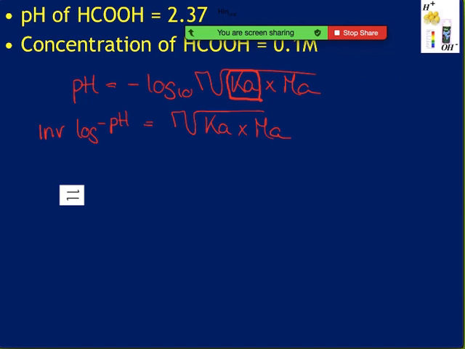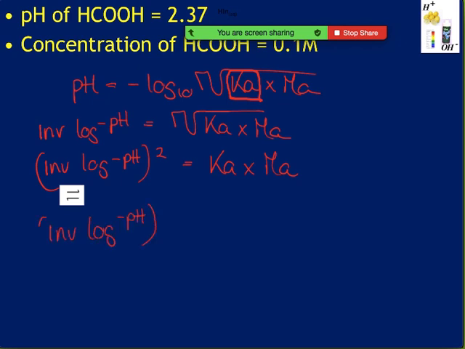Square it. So you have to square both sides. So we go inverse log minus pH. I am now going to square that, which is going to be equal to Ka by Ma. How do I get rid of the Ma on both sides? Divide by Ma. So inverse log minus pH squared over Ma is equal to Ka.